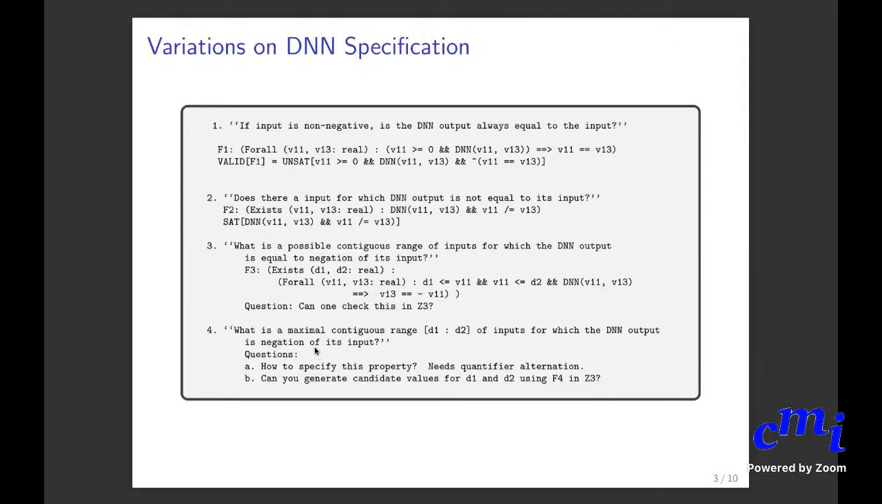Here I'm asking, making the search even a little bit more complicated. I'm asking if there are some maximal contiguous range of bounds, D1 and D2, such that for every value within that range, the DNN output is a negation of its input. Okay. This once again needs a quantifier alternation of this kind that I showed here.